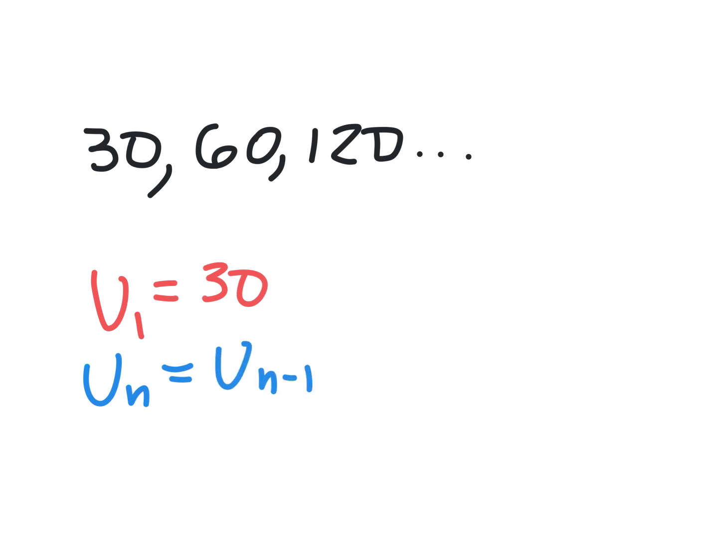Nordstrom, what did you start with? Oh, I did u sub 1 equals 30. Keep going. U sub n equals u sub n minus 1, yep, times 2. It's like a subscript: u sub n minus 1, and then times 2. Perfect, if you can do the domain right. n is greater than or equal to 2. Yes. It's just one bigger than that.